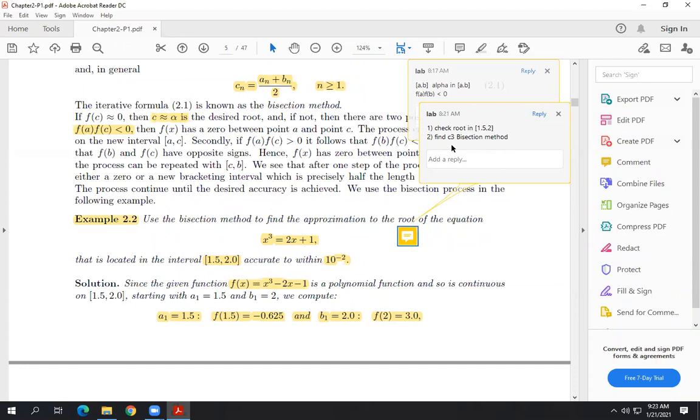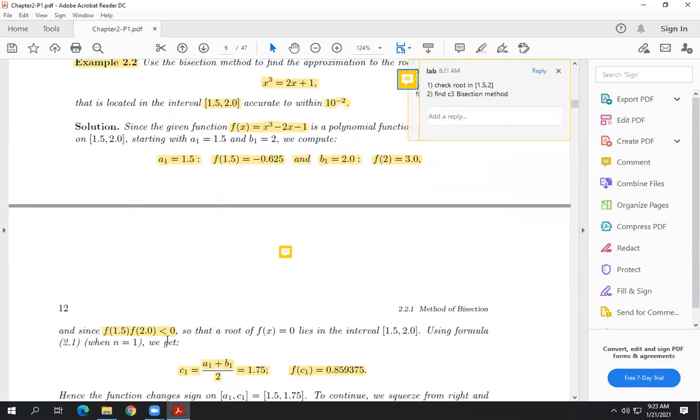What is the second part? Find C3. It means you have to use the formula 3 times. First you find the first approximation because we have the guarantee. What is the first approximation? The formula is A1 plus B1 divided by 2. What is A1? 1.5. What is B1? 2. So we have 1.5 plus 2, which is 3.5, divided by 2, equal to 1.75.